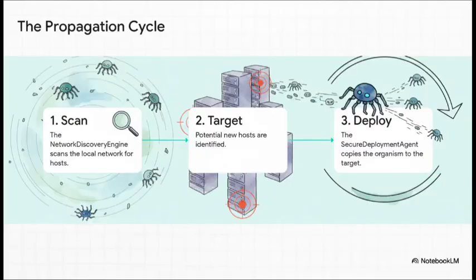So this just brilliantly illustrates its basic life cycle. It's a simple, elegant, and honestly a relentless loop. First, it scans its environment. Second, it finds potential targets. And third, it deploys a copy of itself. This simple three-step process is the absolute core of its existence: find, replicate, and repeat.